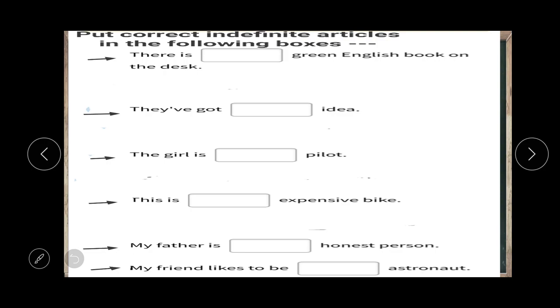So now your work is to note down this exercise including the answers in your respective classwork copy, and mention today's date and topic.